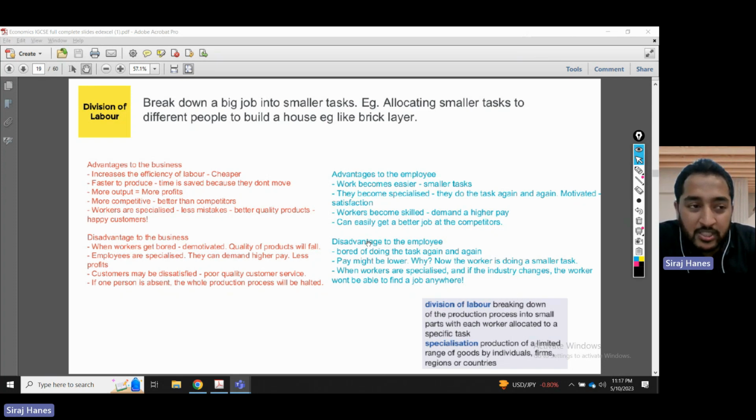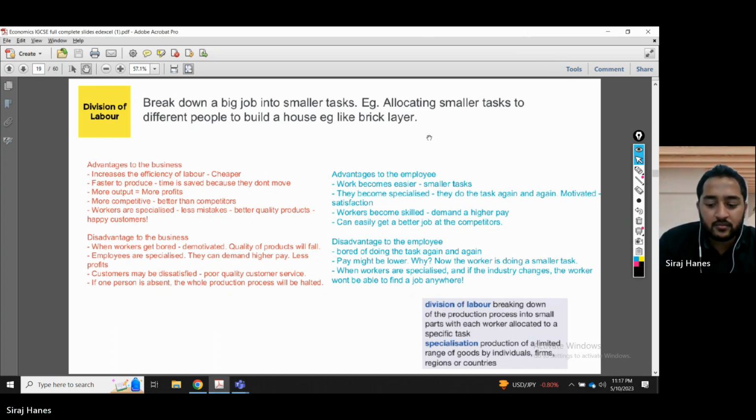And when workers are specialized, I'm an economics teacher. Tomorrow the world wakes up and says, you know what? We don't want economics anymore. We want biology. We want chemistry. We want physics. What happens to me? What happens to my job? Gone. So when workers are specialized and if the industry changes, the worker won't be able to find a job anywhere. All right. So this is what division of labor is, and this is what you need to know.